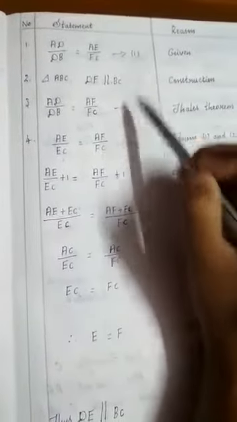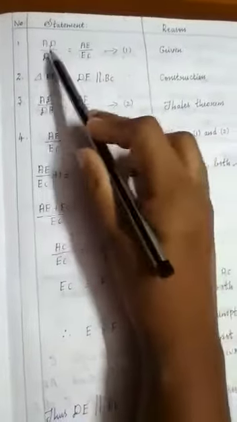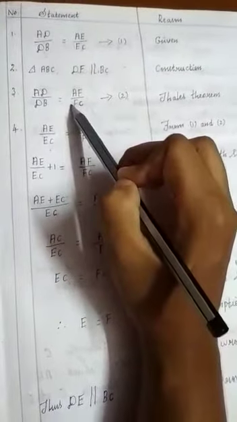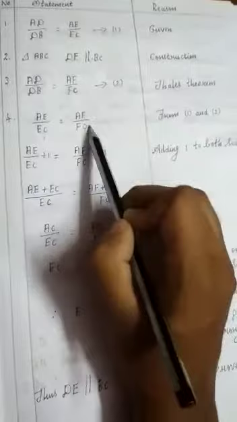So now from equation 1 and equation 2, you can compare. Here AD divided by DB, here also AD divided by DB. So if the left hand side is equal, then the right hand side also has to be equal. So you can write the right hand side: AE divided by EC is equal to AF divided by FC, from equation 1 and 2.